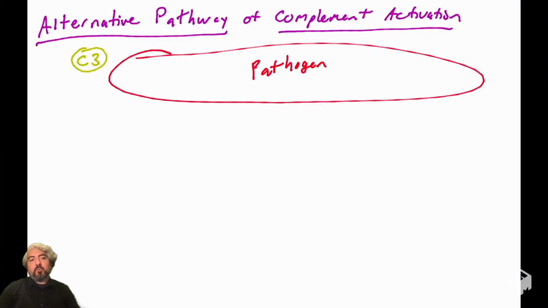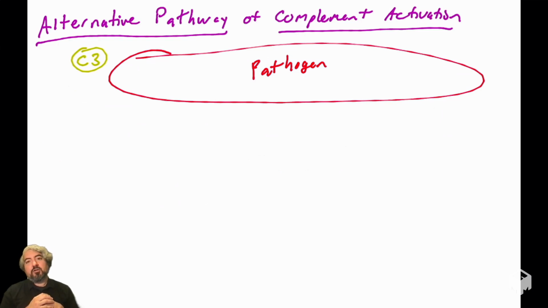So in this video, we're going to learn the complexity that is the alternative pathway of complement activation. This is one of the mechanisms by which complement can get activated by a pathogen. I've drawn here a pathogen. This is, let's say, for example, a typical bacteria. And the bacteria has, let's say, gotten into the body through a cut. There's some tissue damage, and now there's bacteria in the body.